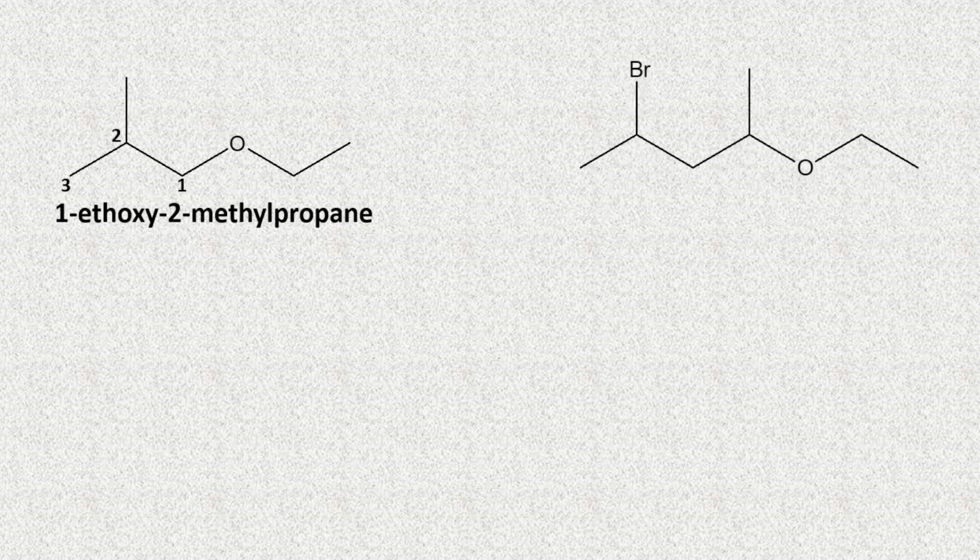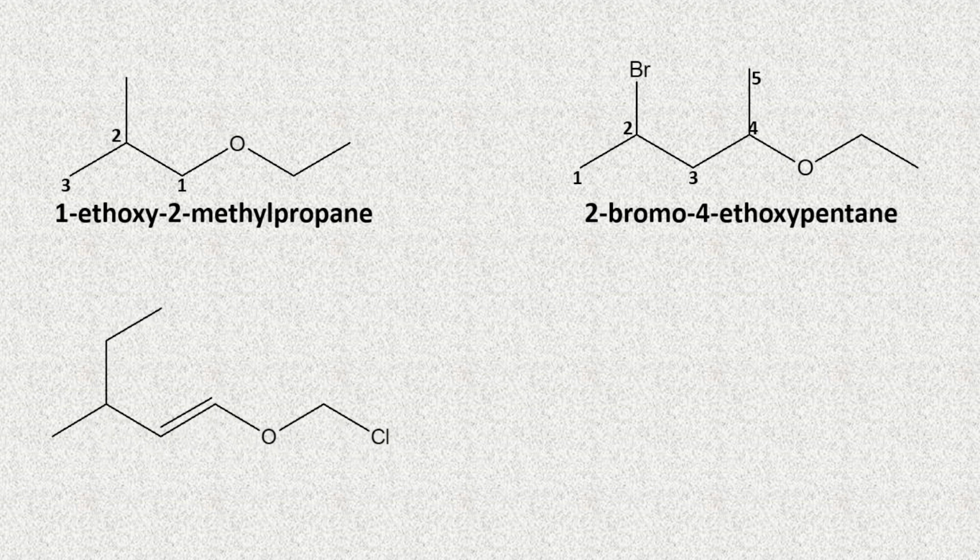In the second compound, the parent chain is pentane, wherein there is a bromo substituent as well as an ethoxy substituent. Using the least sum rule, the numbering remains the same from both ends, that is 2 and 4. Since alphabetically bromo comes first, the numbering will be carried out from the left end. So its IUPAC name is 2-bromo-4-ethoxypentane.